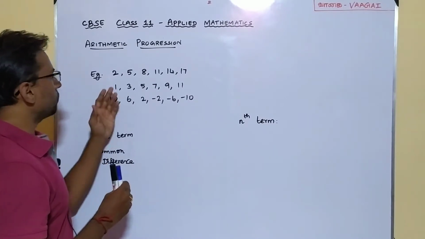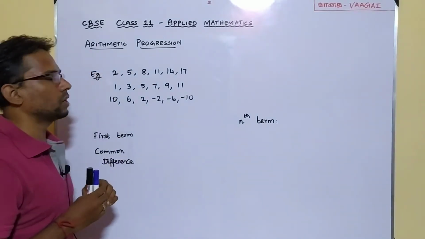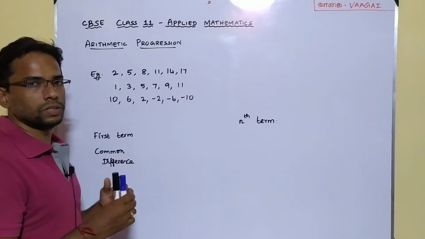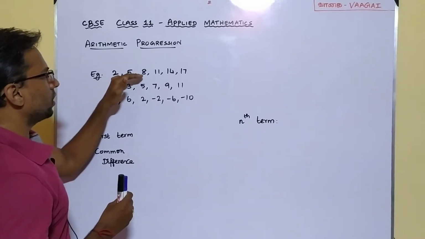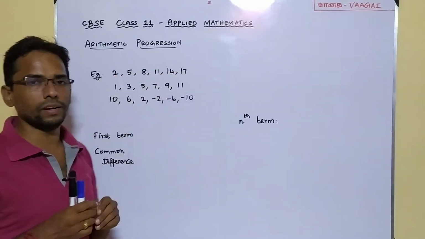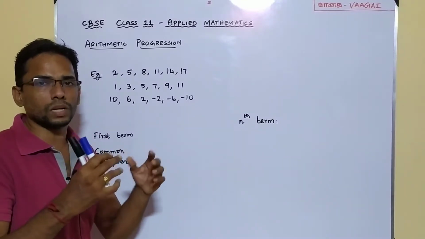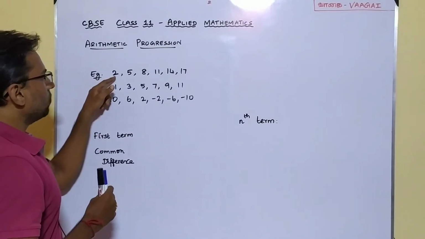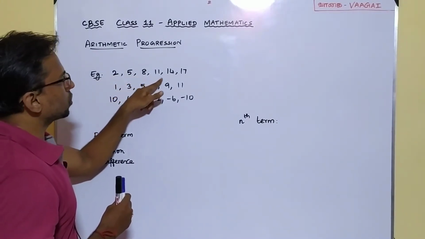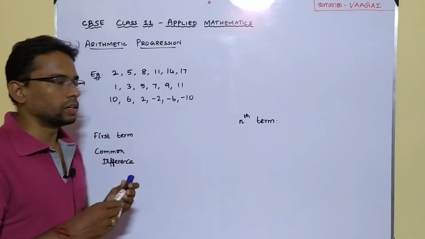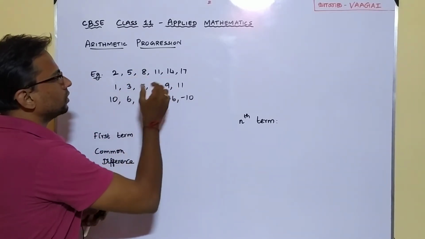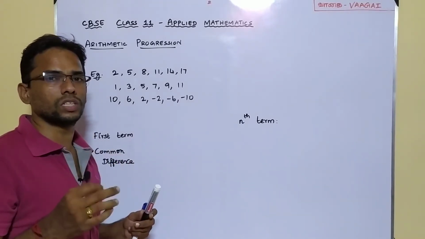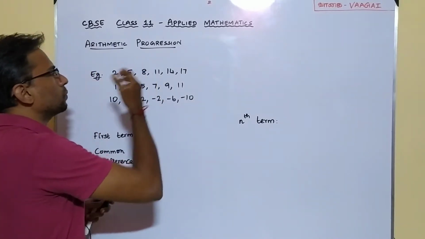So here we have a few examples. You can see some sequences of numbers here. Let's take them one by one. See the first sequence. We have the numbers 2, 5, 8, 11, 14, 17 like this. If you closely observe these numbers, it is very clear that we have a difference common in all these terms. If you see any two successive numbers, the difference is going to be the same. It is a constant difference. Such a sequence or progression is what we call an arithmetic progression.